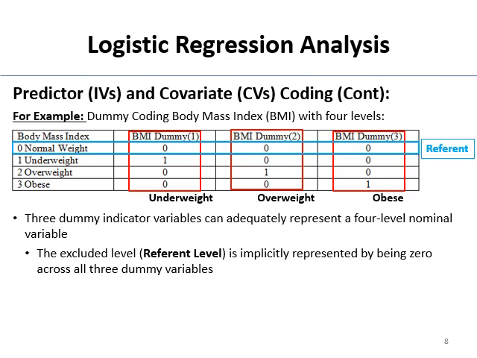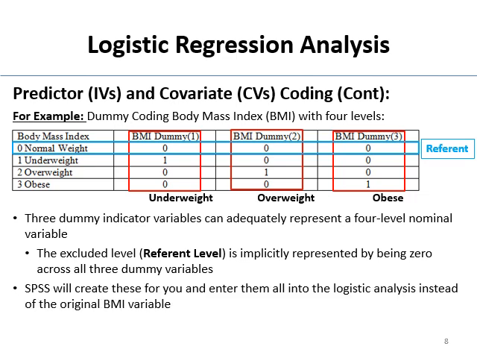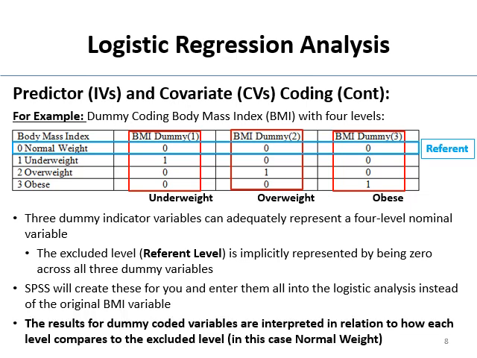So we'll get the odds of, say, being in a crash for underweight people versus normal weight, for overweight people versus normal weight, for obese people versus normal weight. SPSS creates them and enters them, and all you have to do is say whether you want the first level or the lowest level, or the highest level, to be your referent level. And the way these are interpreted is a little bit different than anything you've run into before. The dummy variables are interpreted in relation to how each level compares to the excluded level, in this case, normal weight. So again, overweight versus normal, underweight versus normal, and obese versus normal.